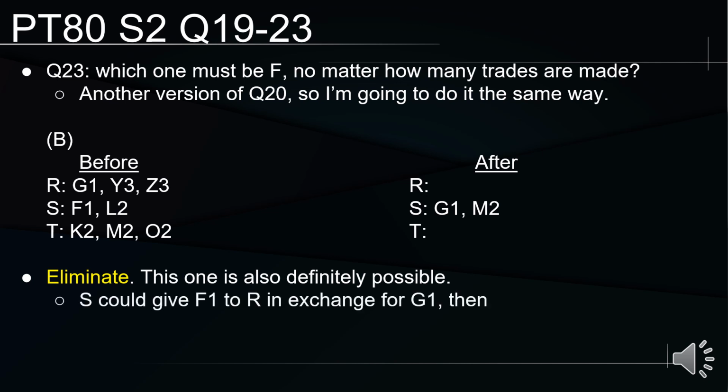S could give F to R in exchange for G. So S gives F to R for G. Then S could in turn give away its L to T and receive M in exchange. And that would allow S to end up with G and M. So it's definitely possible.